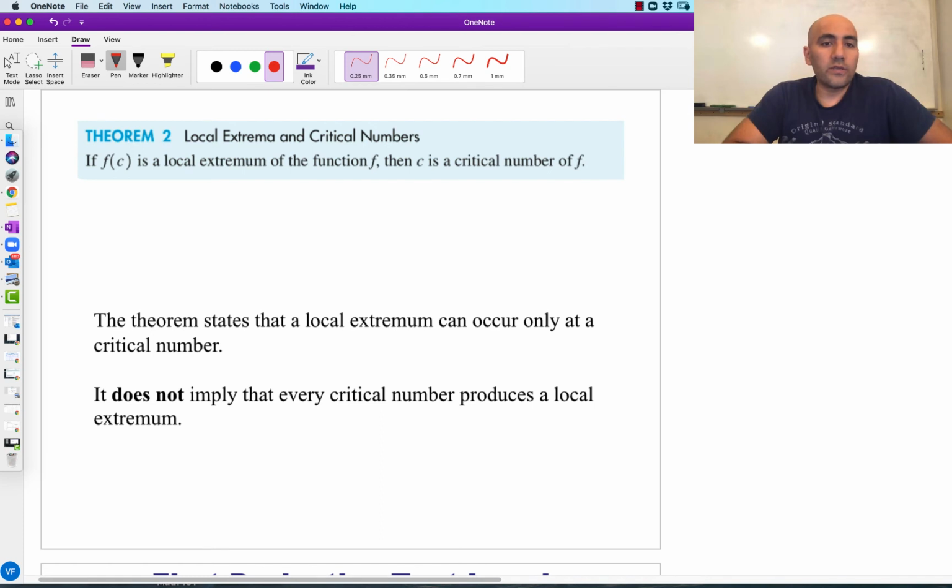Okay, theorem 2, local extrema and critical numbers. So if f of c is a local extremum of function f, right, we just established that means that either a local max or a local min exists at this point, then c is a critical number of f. And if you remember from before, critical number means that f prime of c is either 0 or undefined. Okay, so the theorem states that a local extremum can occur only at critical numbers. It does not, however, imply that every critical number produces a local extremum.